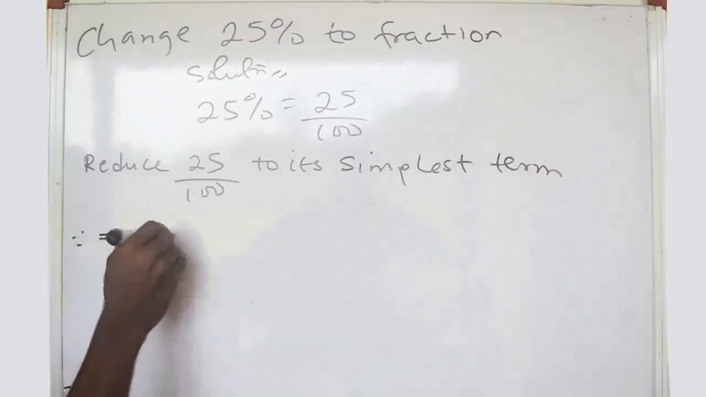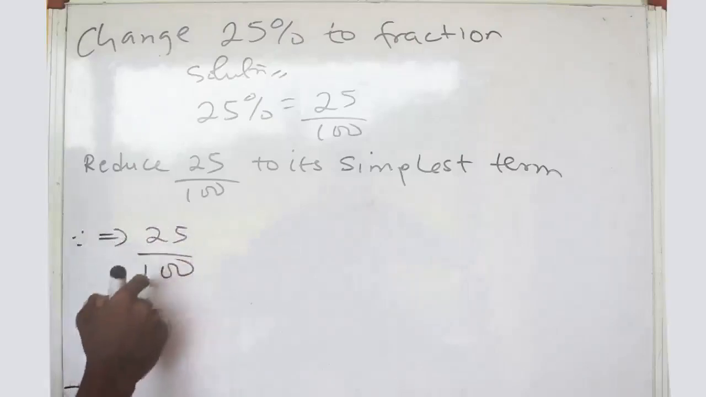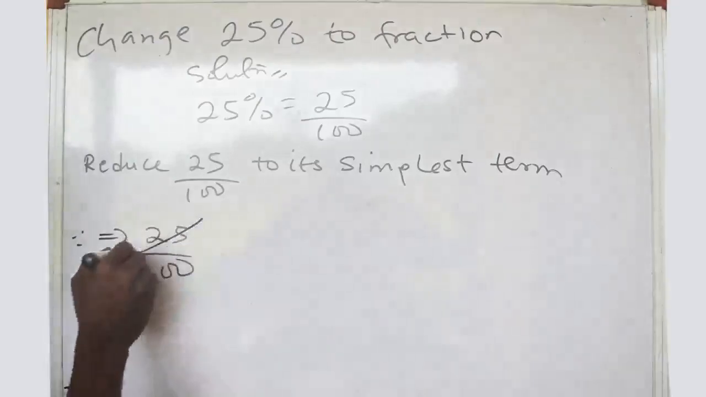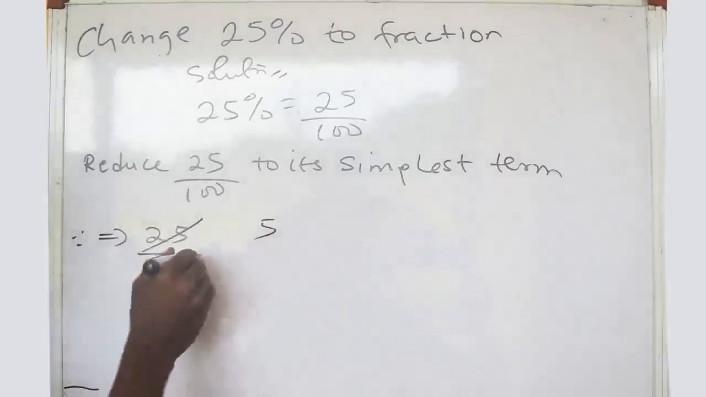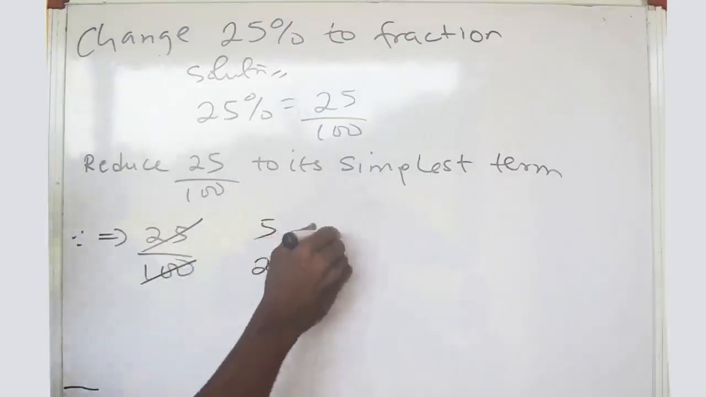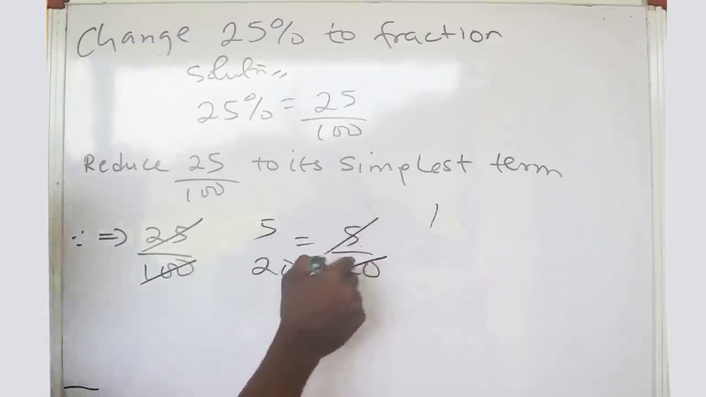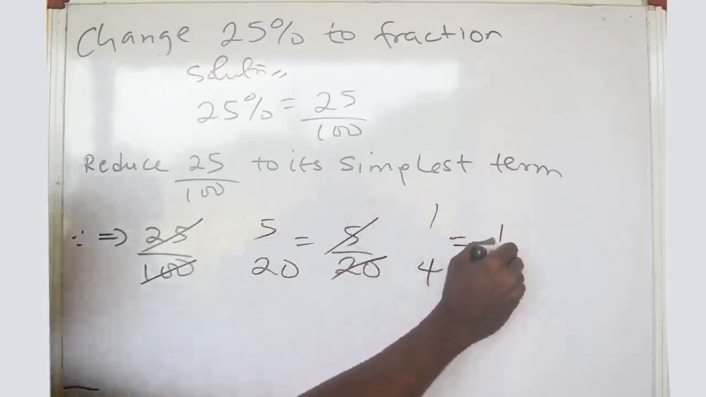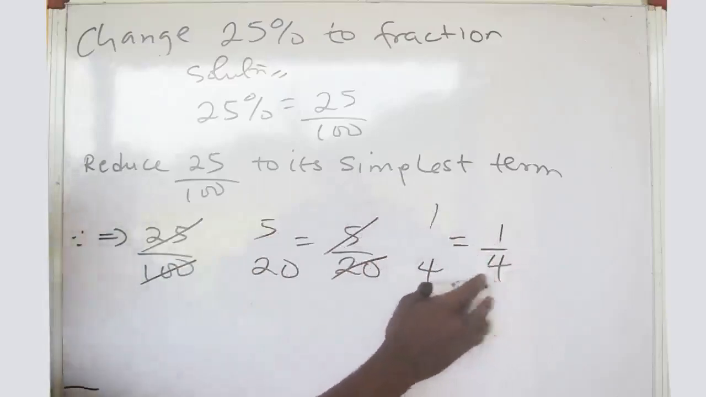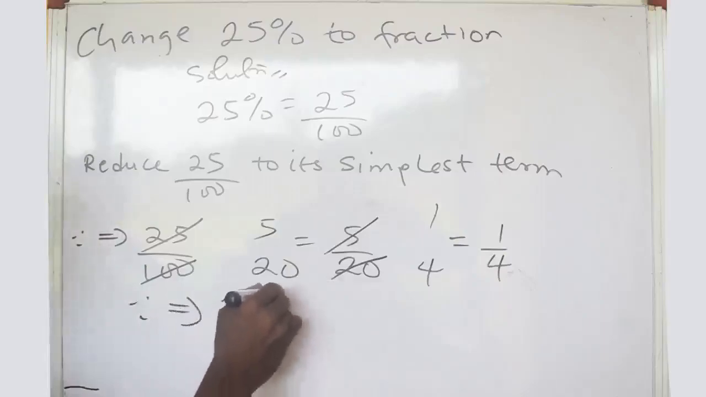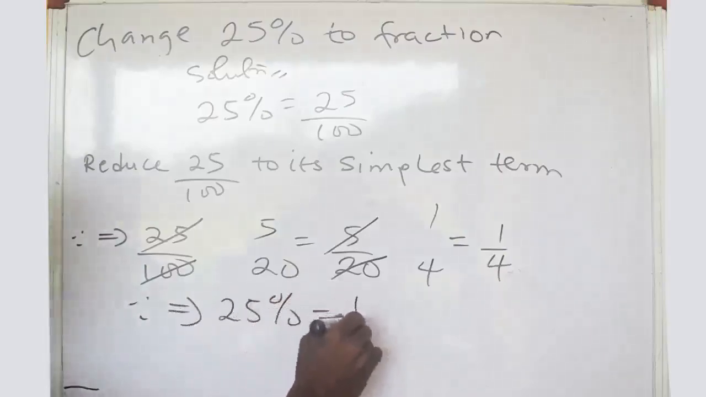Therefore, it implies that 25 all over 100, something can go. 25 can go directly, but let me use a simple number. 5 here is 5. 5 here is 20. We have 5 over 20. Number 5 can still divide itself and still divide 20, giving 1 over 4. So therefore, it implies that 25% is the same as 1 over 4.